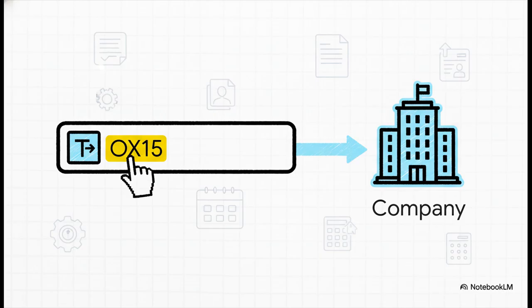Now, in the world of SAP, you get around using something called transaction codes, or T-codes for short. Just think of them as keyboard shortcuts that take you directly to a specific task. To create our parent company, the magic T-code we need is OX15.